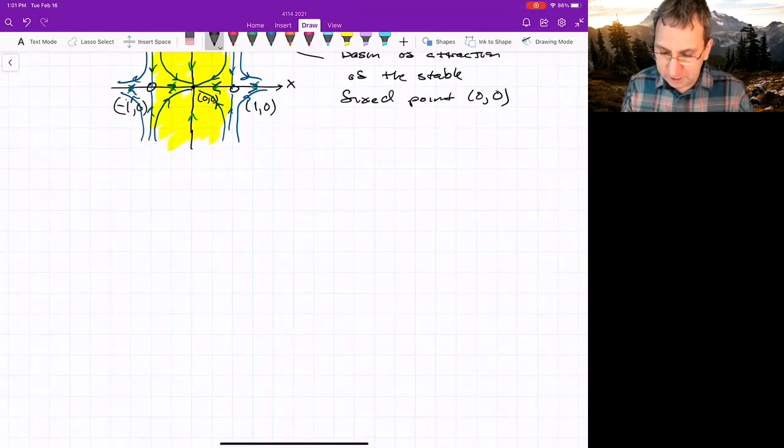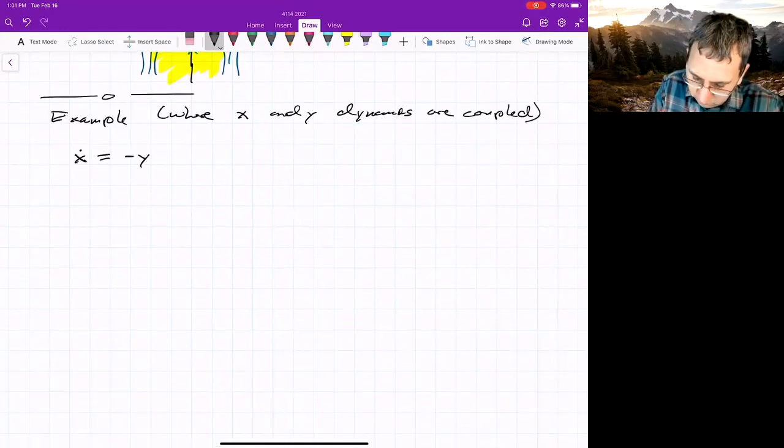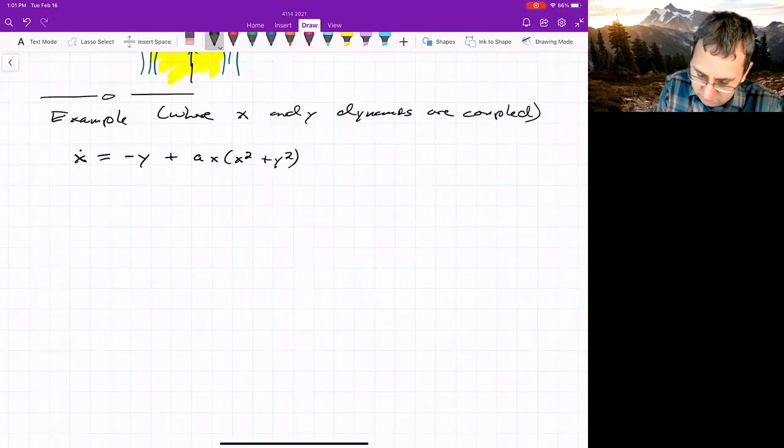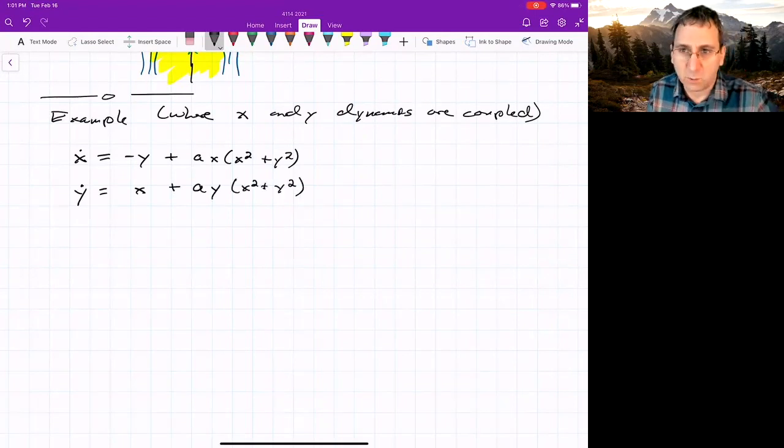So we'll do another nonlinear example where x and y are coupled. x dot equals negative y plus a x times (x squared plus y squared), and y dot is x plus a y times (x squared plus y squared). So this has one parameter.